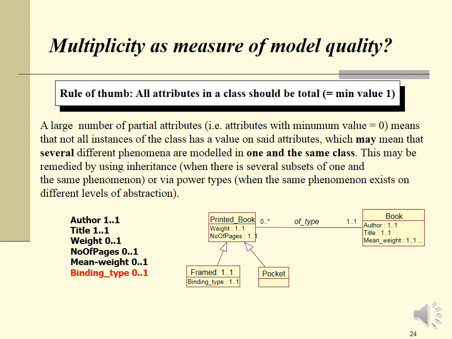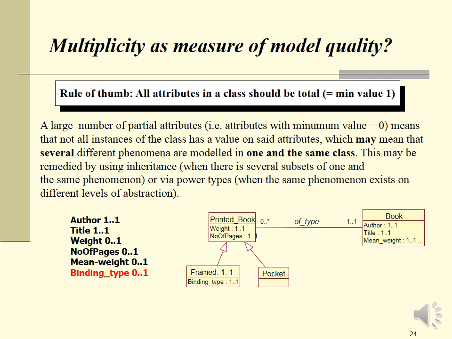So the printed book relates to exactly one abstract book. An abstract book relates to many printed books, many copies. And then the printed books perhaps could be of different types. Printed books can be framed, in which case they have some kind of thread binding, a binding type. Or the printed books could be printed as pockets, and then they are not sewn together.